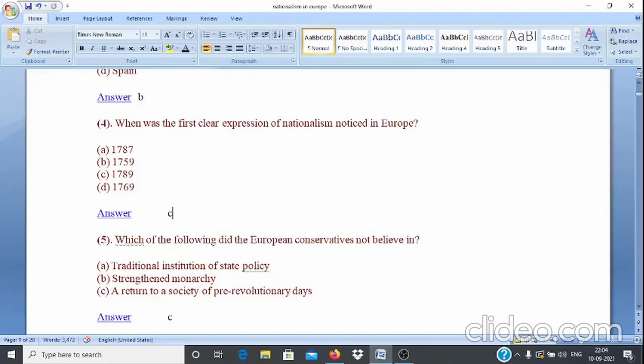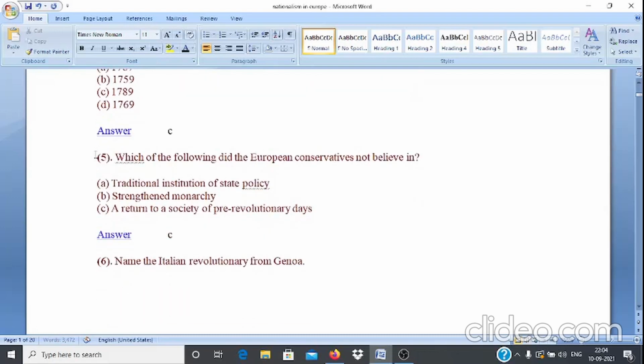Question number 5. Which of the following did the European conservatives not believe in? Options are A. Traditional institution of state policy, B. Strengthened monarchy, C. A return to a society of pre-revolutionary days. Answer is option C, that is a return to a society of pre-revolutionary days.